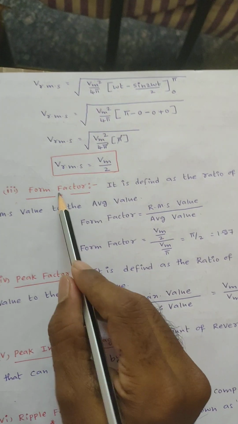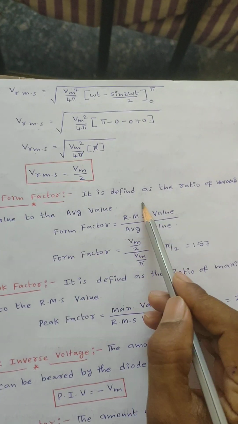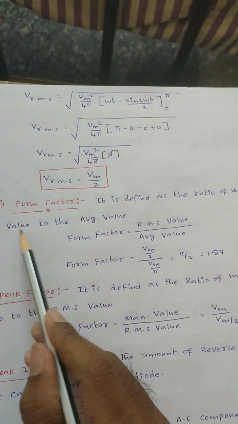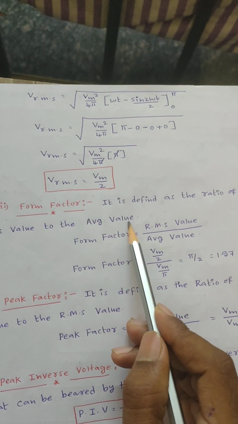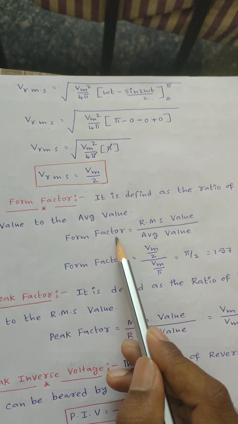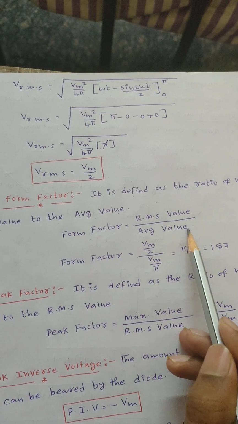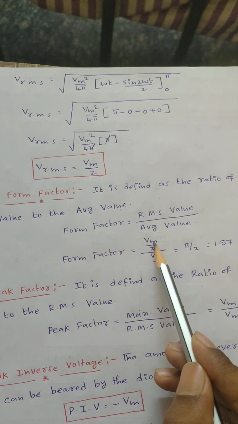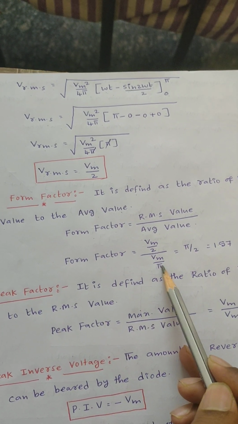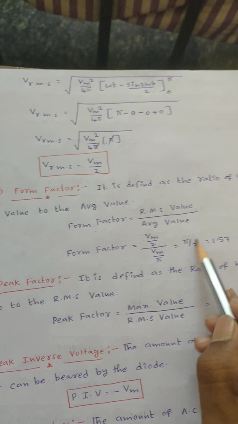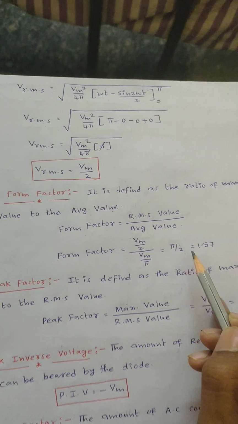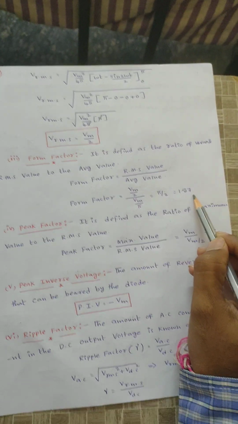Next, form factor. Form factor is defined as the ratio of RMS value to the average value, right? Form factor is equal to RMS value divided by average value, that is Vm by 2 divided by Vm by pi. You will get pi by 2, that is equal to 1.57.